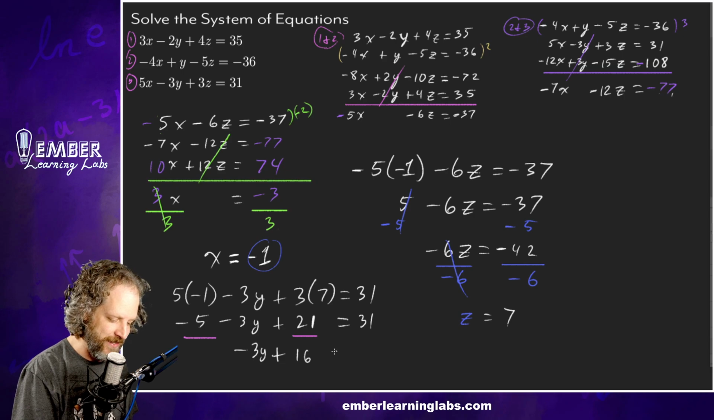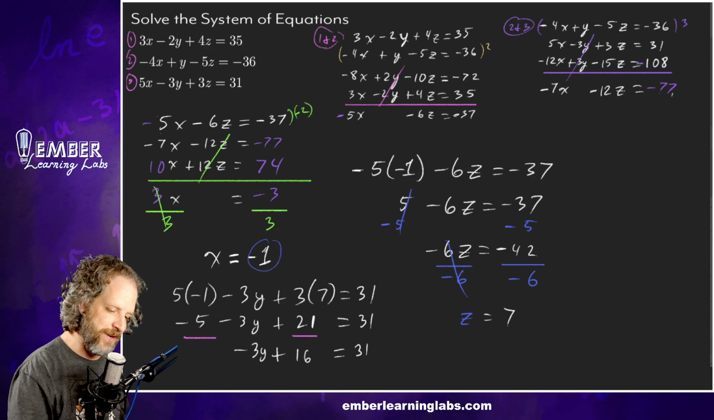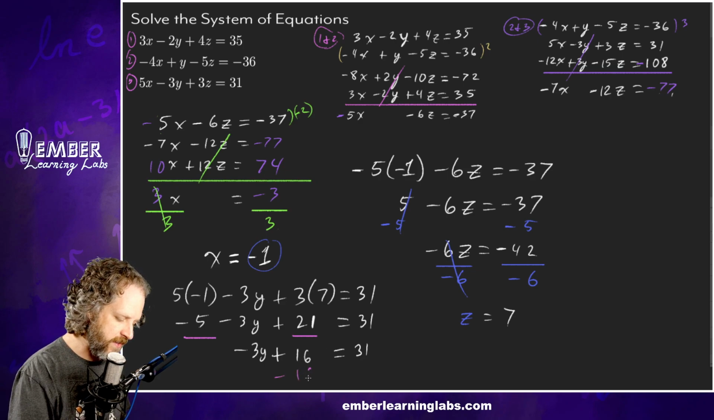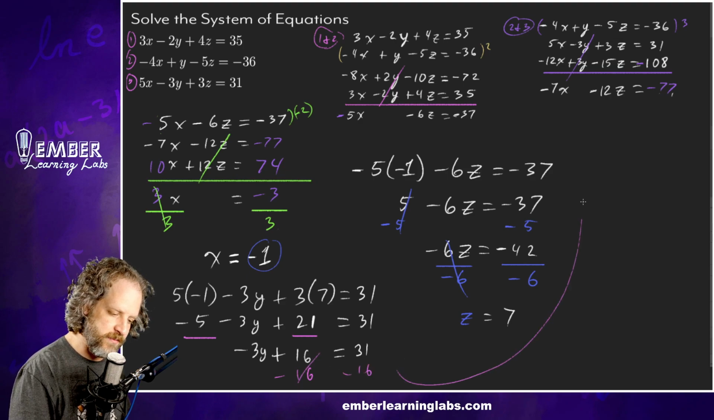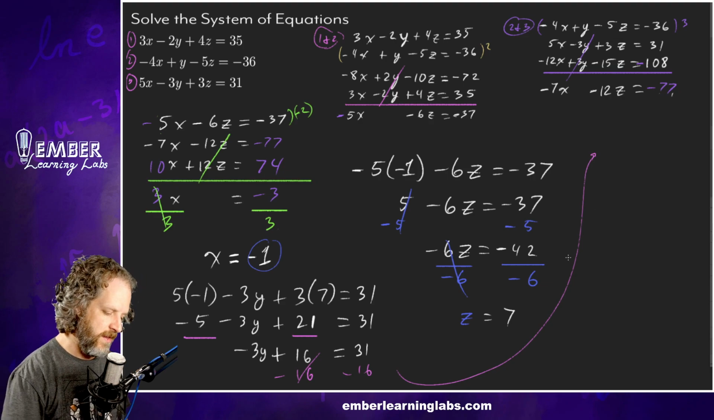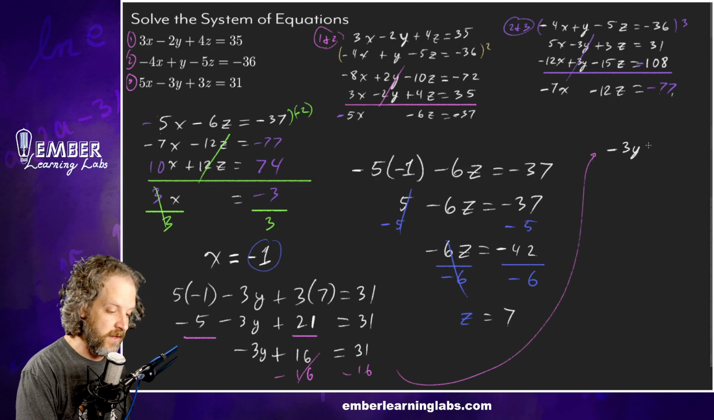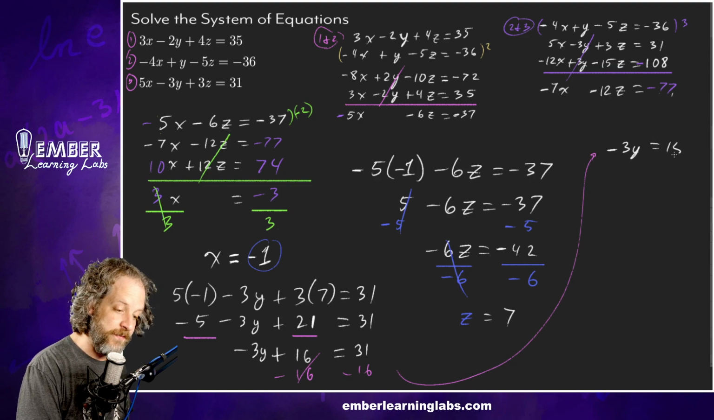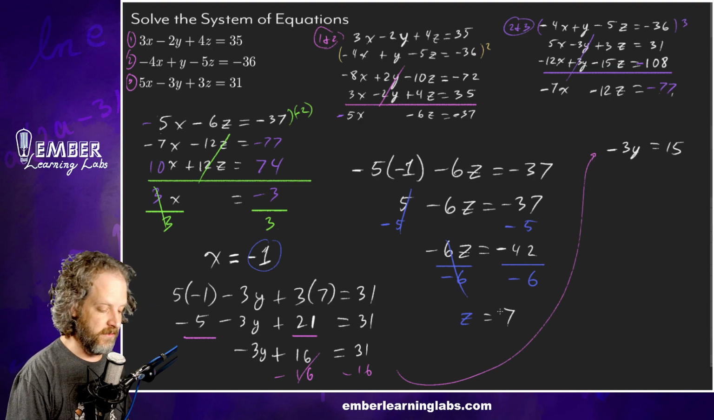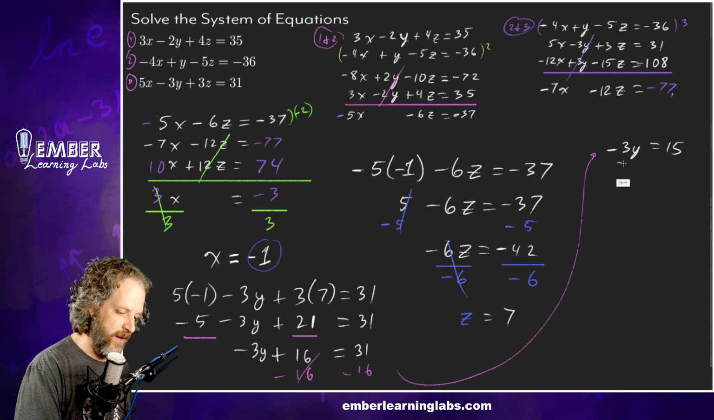Someday, eventually, I will remake all of these videos, but not today. So we're going to subtract 16 from both sides. That gives us negative 3y equals 15. We're chancing it. Is that right? I don't know anymore. Divide by negative 3 and divide the other side by negative 3.